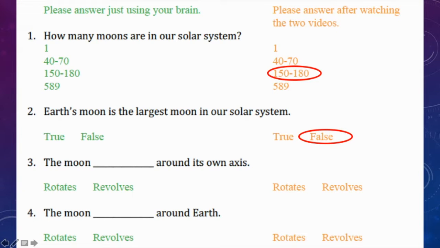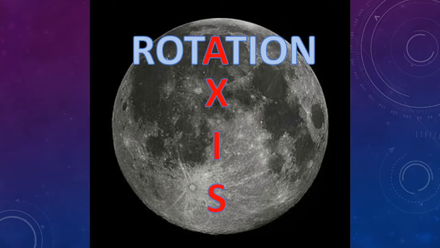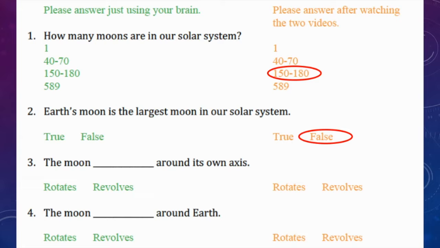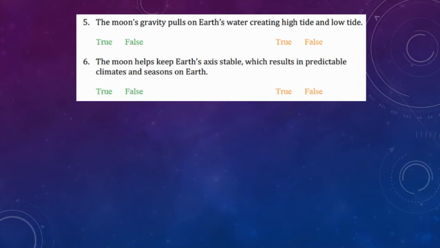Question 3, the moon blanks around its own axis. And question 4, the moon blanks around the Earth. Let's look at this picture and remember that rotation, from before spring break we studied this, rotation is when an object spins around its own axis, whereas revolution is one object orbiting another object. So back to the answers, the moon indeed rotates around its own axis and revolves around Earth.